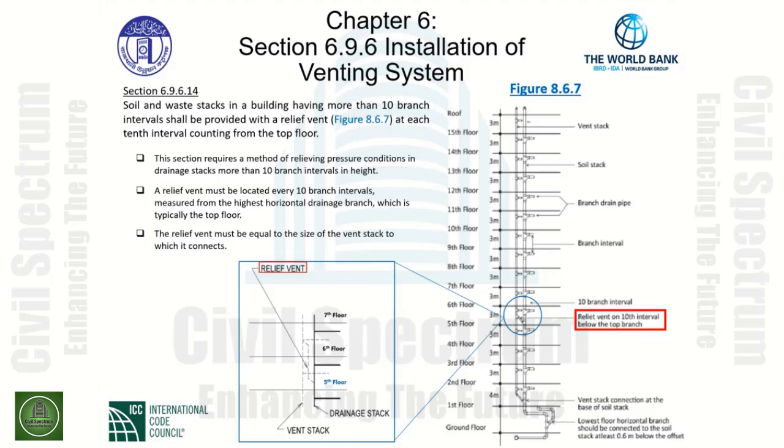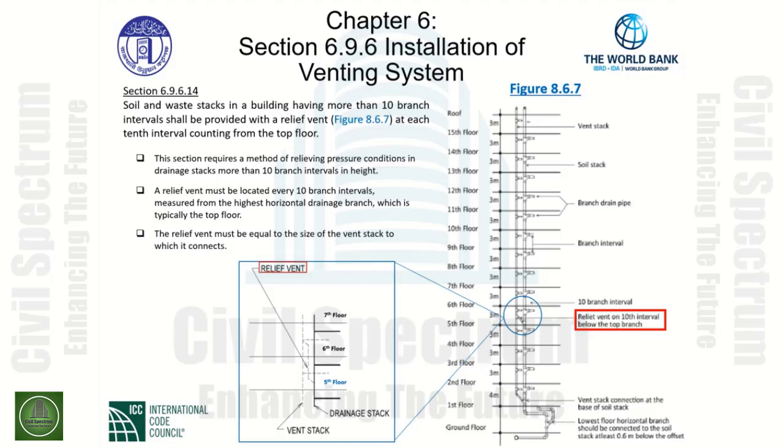Section 6.9.6.14. Soil and waste stacks in a building having more than 10 branch intervals shall be provided with a relief vent. We will look at figure 8.6.7 at each 10th interval, counting from the top floor. This section gives us specific requirements of a method of relieving pressure conditions in drainage stacks that are more than 10 branch intervals in height.